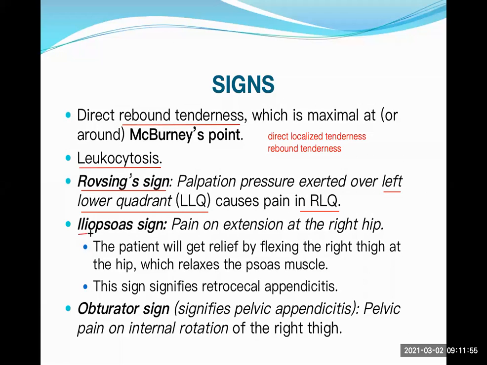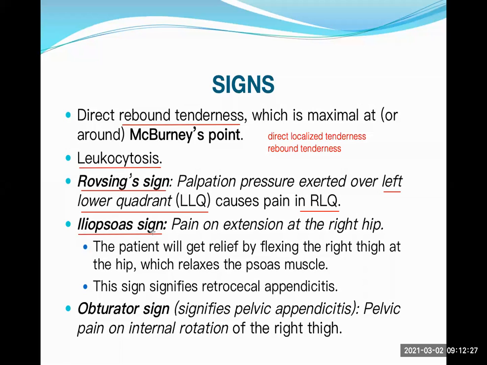Another one is the iliopsoas sign, or simply psoas sign. In some of the textbooks, it is written as psoas sign only. Now, what is that? Psoas sign is in connection with the psoas major muscle. The psoas major muscle is present at that site in the right iliac fossa region, and it is inserted into the lesser trochanter of the femur. This is one of the major muscles related to the flexion of the hip joint.